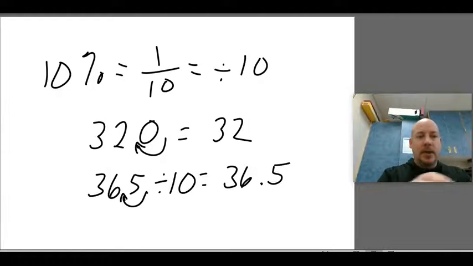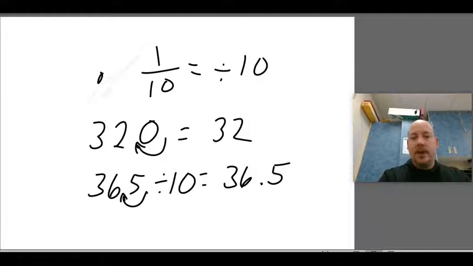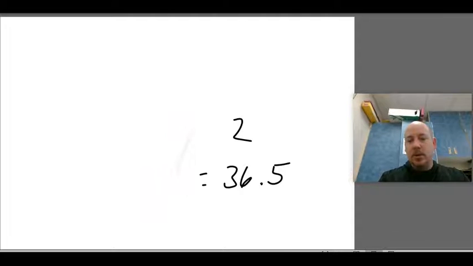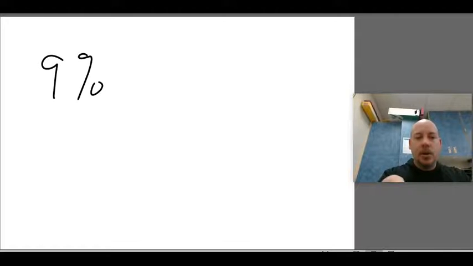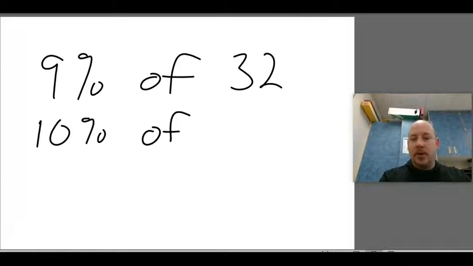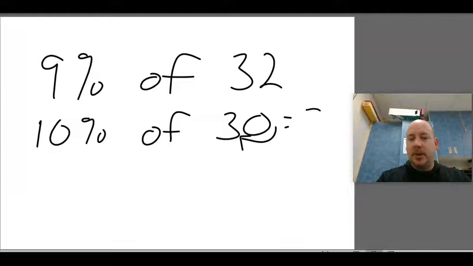So let's say I wanted to find 9% of 32, just trying to estimate that. Well, 10%, and I'm going to round that to 30 just to make it easy to work with. 10% of 30 is pretty simple. Again, to find 10% of something, we move the decimal point left one place because it's like dividing by 10. So 10% of 30 would be 3. So that would be a good estimate of 9% of 32.